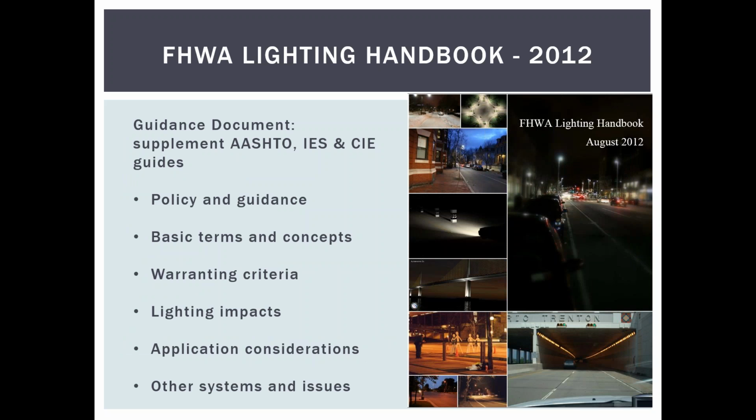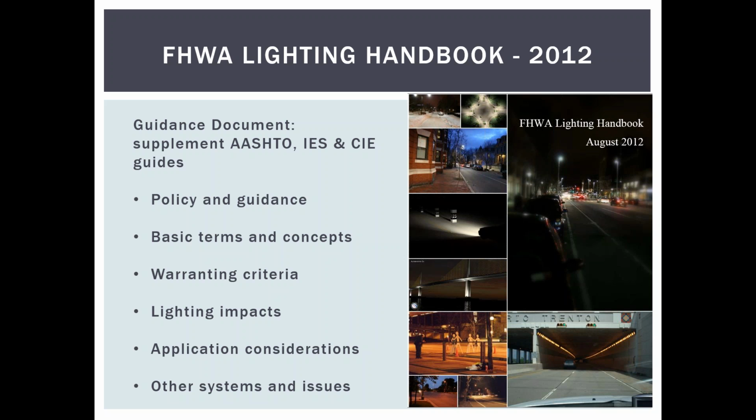guidance, discussing references, policy, and recommendations used by the Federal Highway Administration in evaluating and administering funds for roadway and street lighting projects; basic terms and concepts, discussing descriptions of significant terms and concepts used in roadway and street lighting projects; warranting criteria, including various warranting methods available when considering lighting, and a lot of the warranting methods that were developed were based on the Transportation Association of Canada, the TAC, that had developed some warrants for lighting; lighting impacts, discussing various impacts, both positive and negative, of lighting systems and the ways to control and mitigate some of the negative issues.